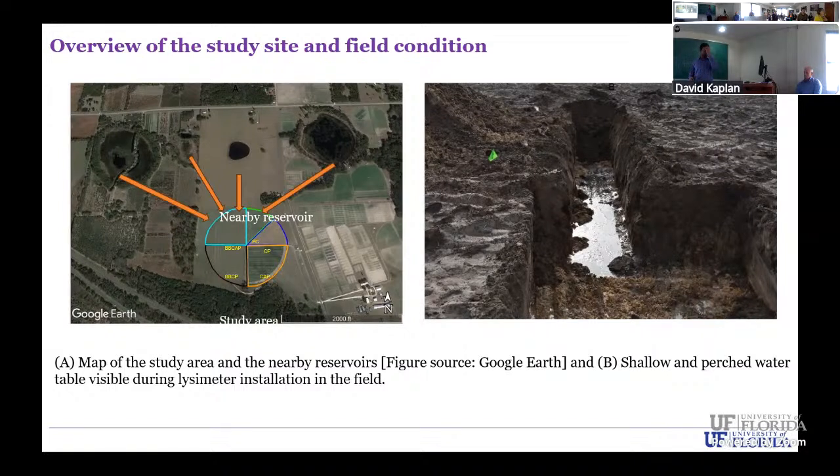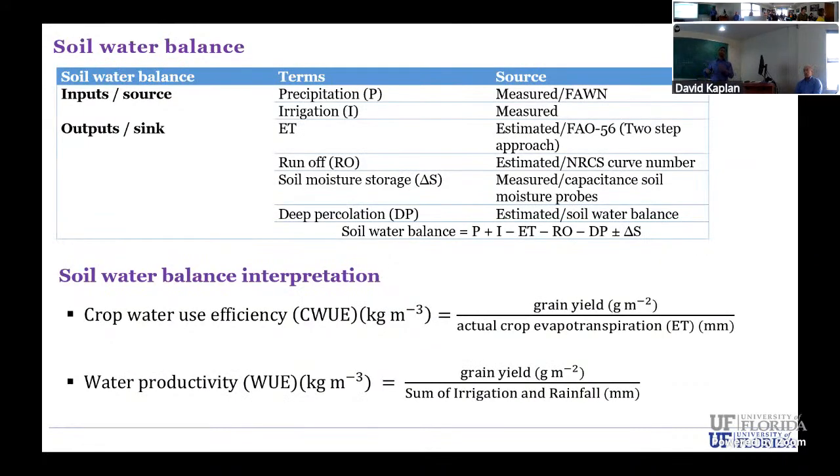So right now we are working with HYDRUS as well as some different modeling approaches where we can incorporate the shallow water table, to see if the shallow water table rise can affect the drainage volume we are getting or not. Okay. So since we can't use the drainage volumes, we started looking at a soil water balance approach. This is the basic soil water balance approach, where we look at the precipitation, irrigation, crop evapotranspiration, and then we look at runoff, deep percolation, as well as changes in soil moisture within the soil profile. And we have a soil moisture sensor in each of these lysimeter locations as well.